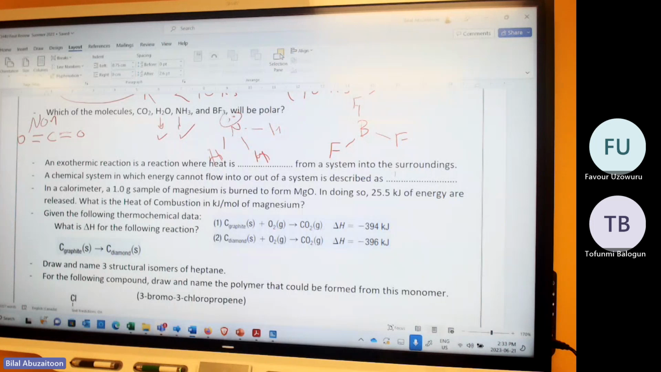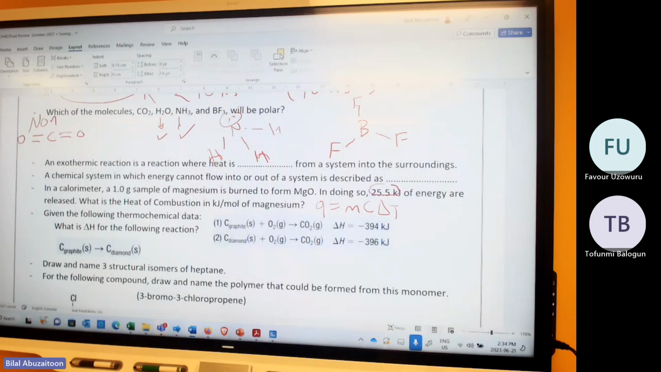In a calorimeter, a 1 gram sample of magnesium is burned to form MgO, and in doing so this amount of energy is released. What is the heat of combustion in kilojoules per mole? What formula do we need to use here? Q equals m C ΔT, right? Hold on.